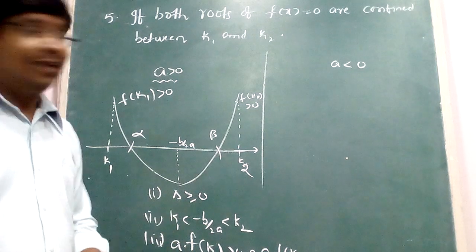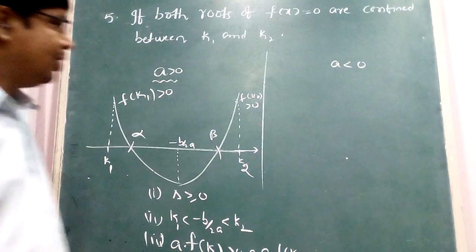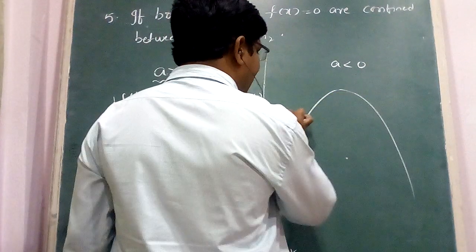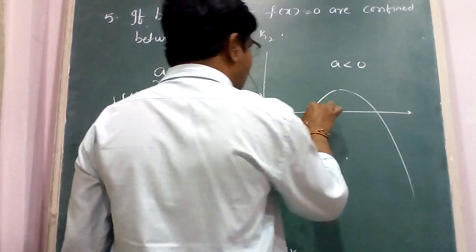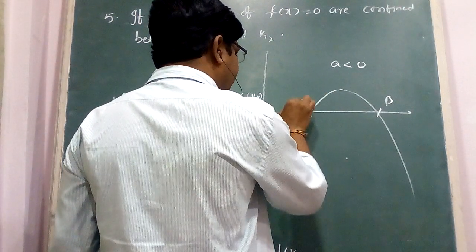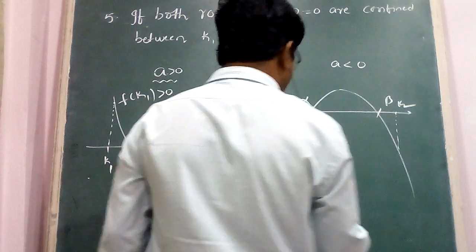From now here, suppose if a less than 0, then the graph of the parabola is downwards like this only. Alpha, beta. Alpha and beta lie between k1 and k2. K1, k2. F of k1.